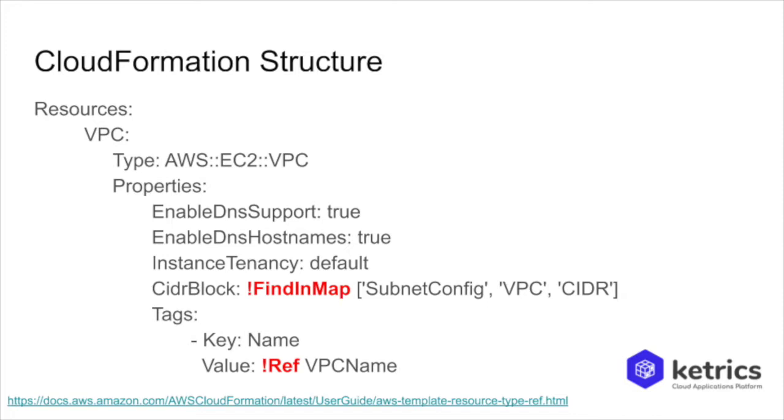Here, we are defining a VPC. The type of a resource is composed of the service provider, a service name, and a data type name. We have highlighted the use of two functions, the FindInMap and the Ref. We will analyze these and other functions in the practical part of this video.